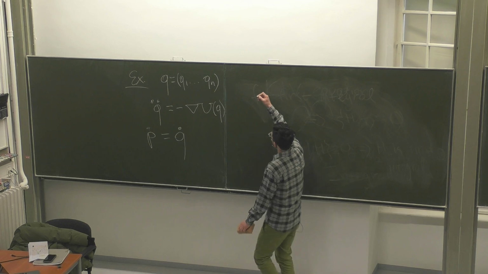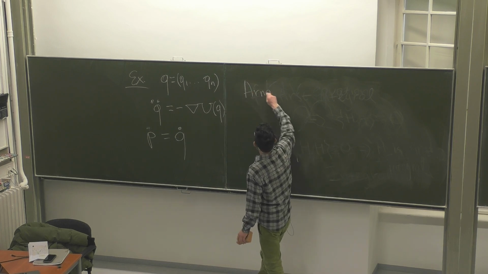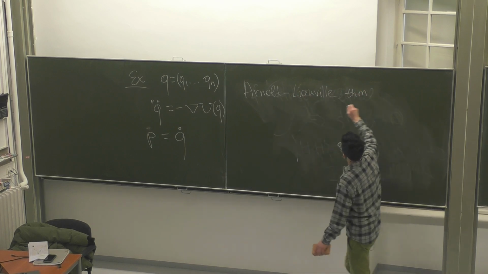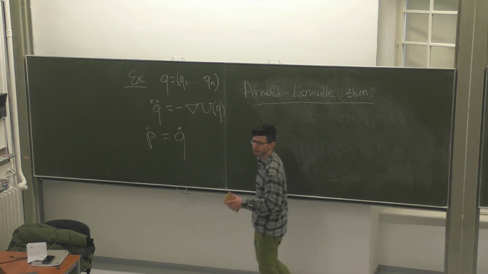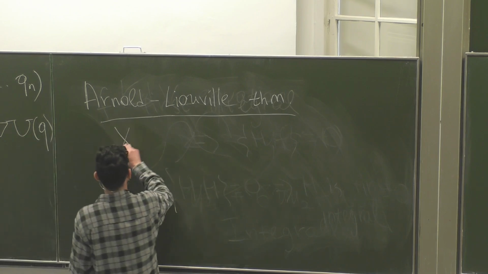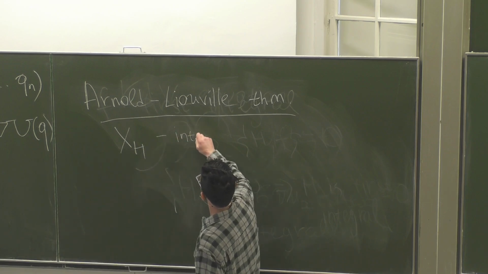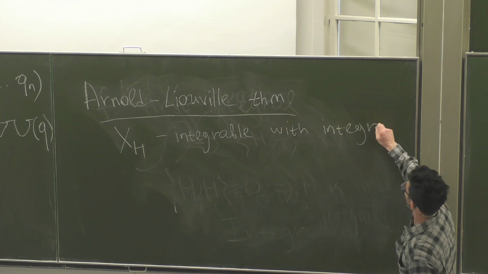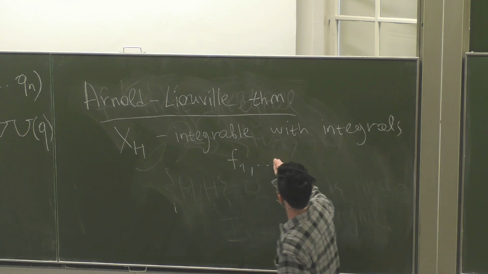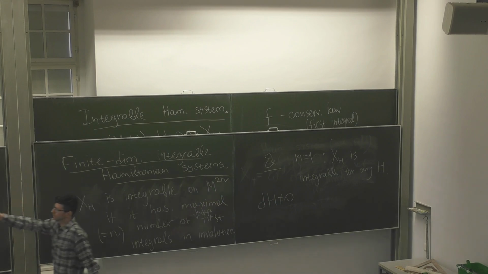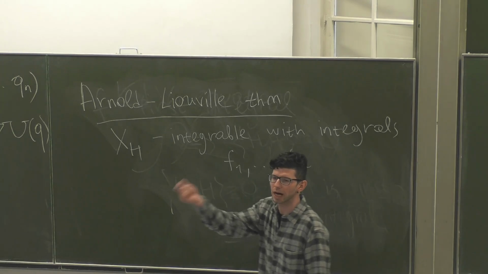Okay, so now here's the main result on integrable Hamiltonian systems, which is called the Arnold-Liouville theorem. I'll state it. You'll tell me right away that it's wrong. That's, of course, intentional. So here we suppose that X_H is an integrable system with integrals. When I say integrals, I mean first integrals f_1, etc., f_n. By the way, since we know that the energy itself is always a first integral, when we say that there are n integrals in involution, one can always assume that one of them is energy.